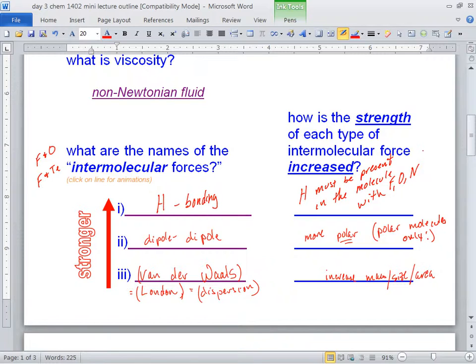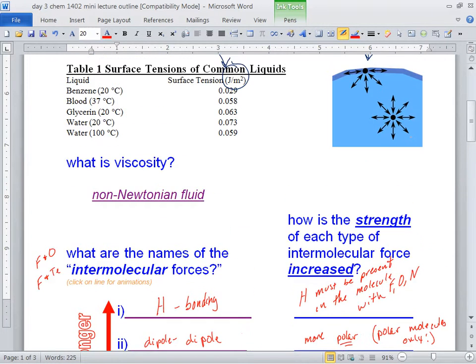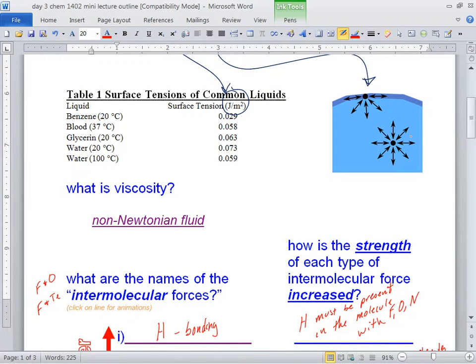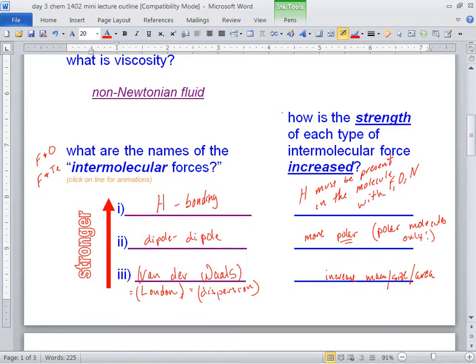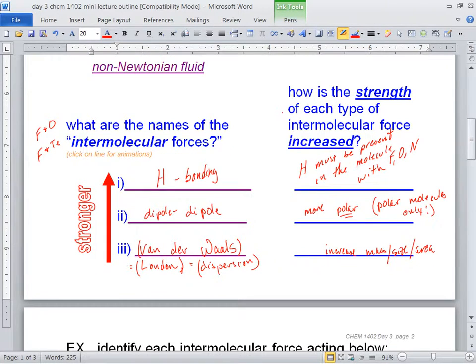So when you have hydrogen present with fluorine, oxygen, or nitrogen, it's the strongest, and that kind of makes sense because it is in a world of its own. There's water, which definitely has hydrogen bonding, and it's really high. So it makes sense to make hydrogen bonding a whole separate category from dipole-dipole. But it's still dipole-dipole.